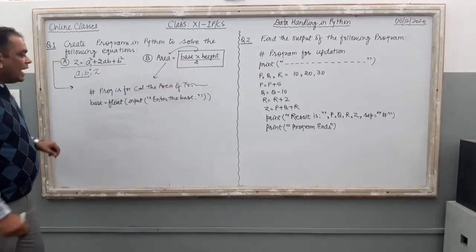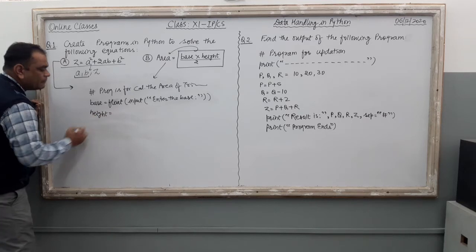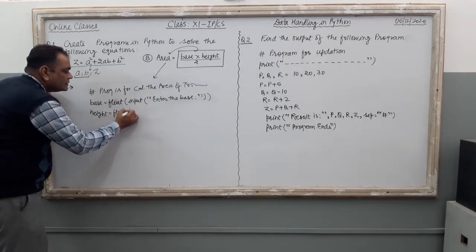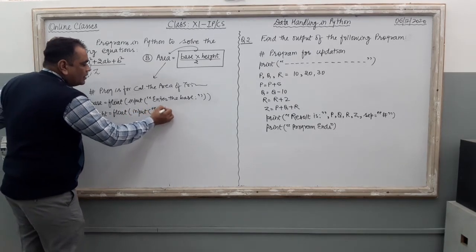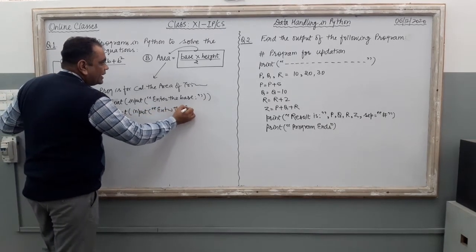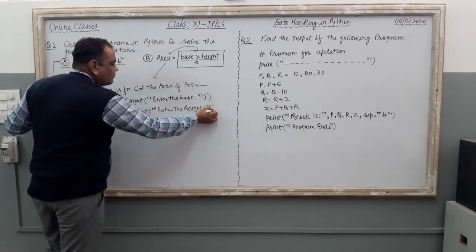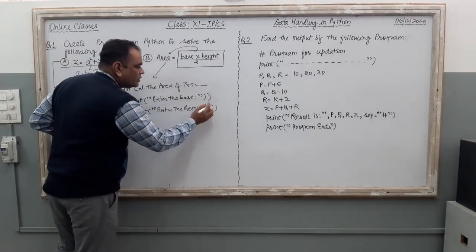Now the second one, height. Here, height. One more variable is created. Name of the variable is height, and in front of this variable the same line is there. Float input. Here enter the height. Right? These are the double inverted commas. इसको आप confuse मत होना.